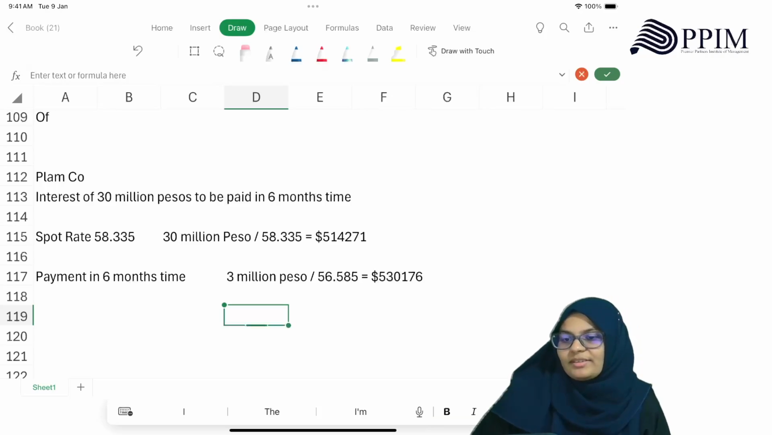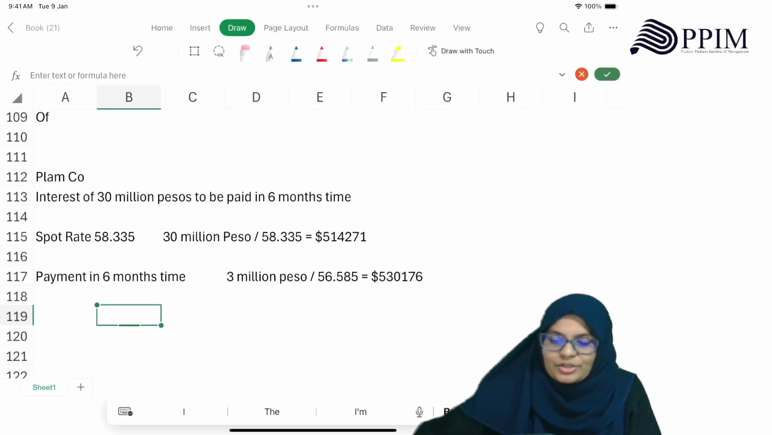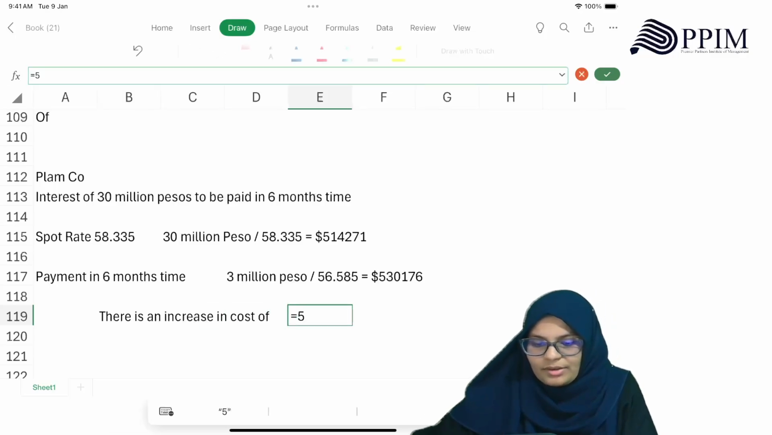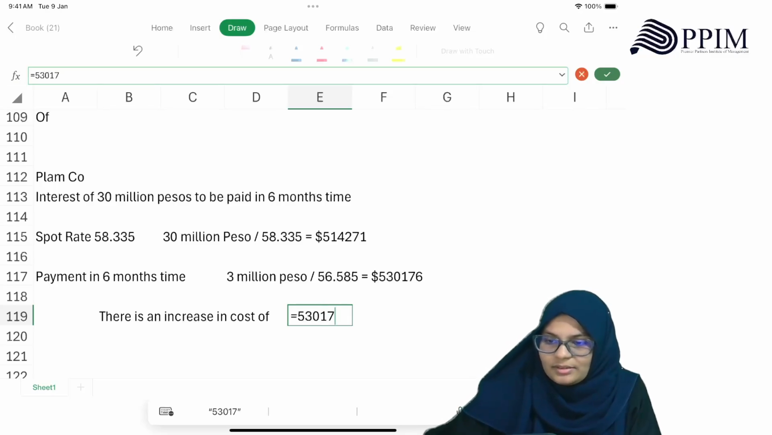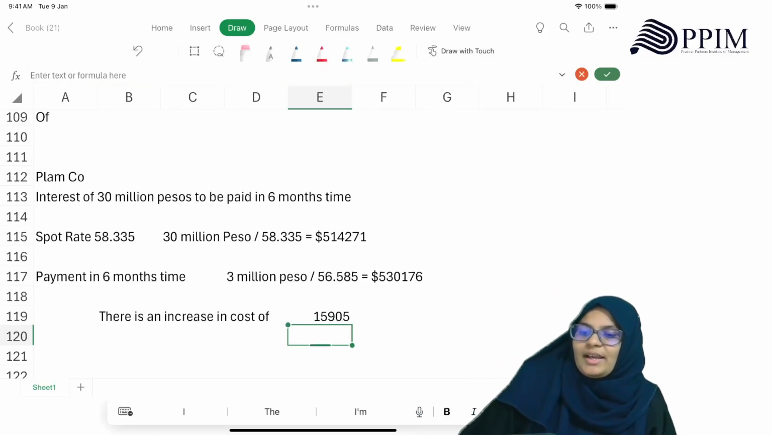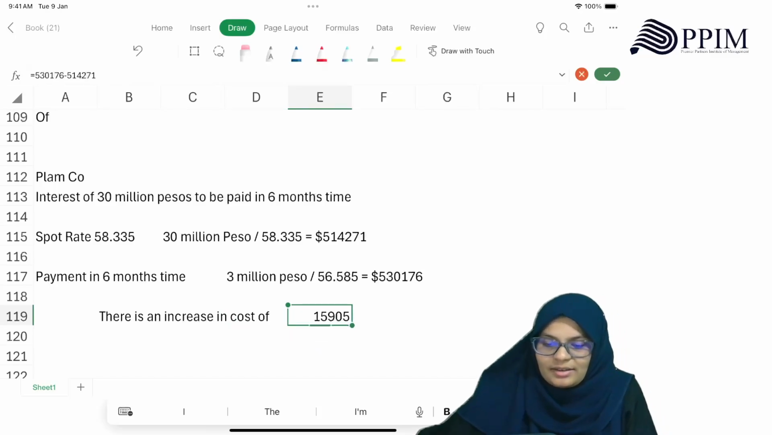Okay, so you can see what is happening is if you did the transaction today, it will only cost you 514,271. But because the transaction is happening in 6 months' time, there is going to be an increase in how much you will have to end up paying. So there is an increase in cost of how much? 530,176 minus 514,271. $15,905. Okay, so that is the problem that this company is facing, right? So increase in cost of 15,905.